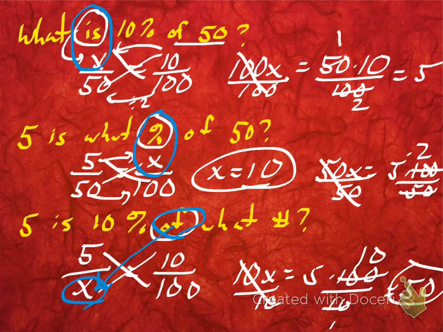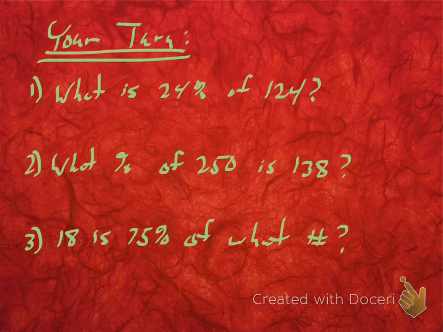So what I'm going to have you do now, it's your turn, okay? I want you to do these 4 problems, and I want you to notice that this is the 3 different kinds of problems again. In each of these problems, you're going to be looking for a different thing. Sometimes you're looking for the of, sometimes you're looking for the is, sometimes you're looking for the percent. I'd like you to pause the video right now.